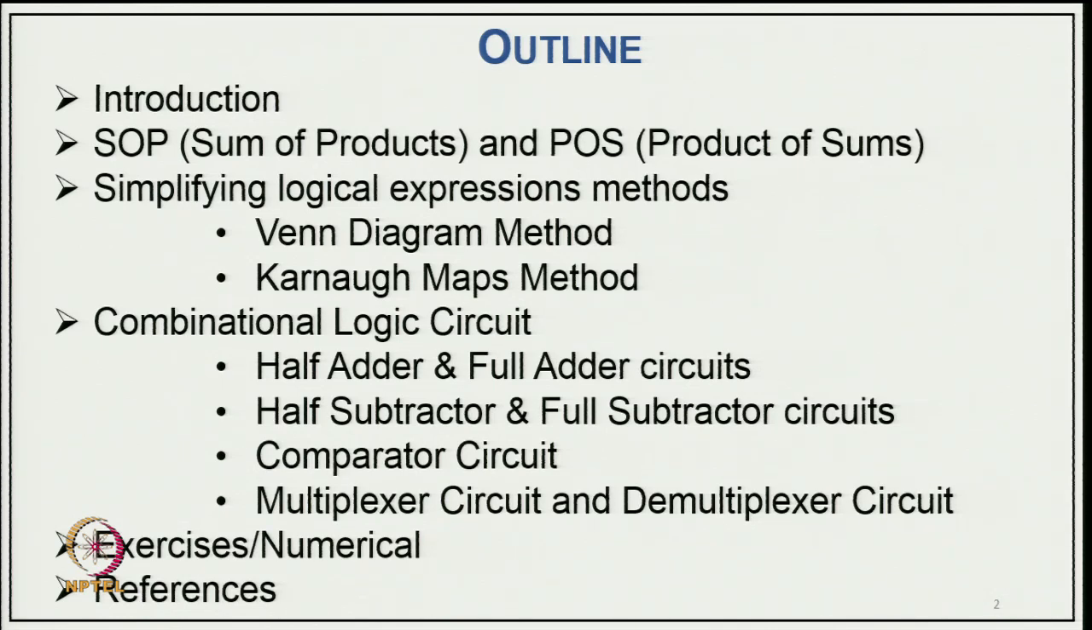And then we would like to talk today about combinational logic circuits with the example of half adder and full adder, half subtractor and full subtractor, then comparator circuit. Then we will discuss the application for multiplexer circuit and demultiplexer circuit, followed by exercises and numerical problems, followed by references.